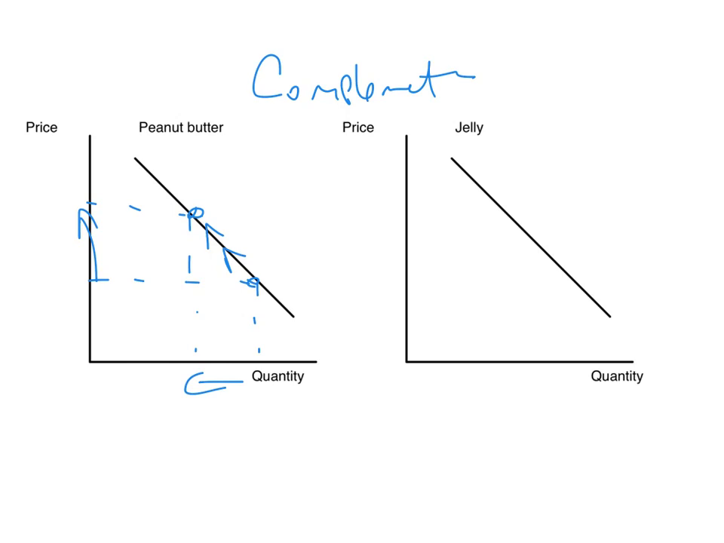Since consumers are buying less peanut butter, they're going to need less jelly to make their PB&J sandwiches. And so the demand for jelly will decrease, shift to the left. An increase in the price of peanut butter leads to a decrease in the demand for jelly. So we see in this case how the effect of an increase in the price of a complement works. So this video explains to us how one of the determinants of demand operates, that being the price of related goods.